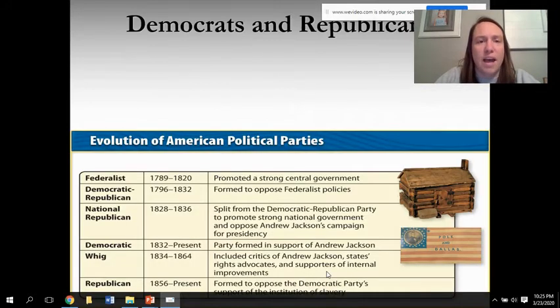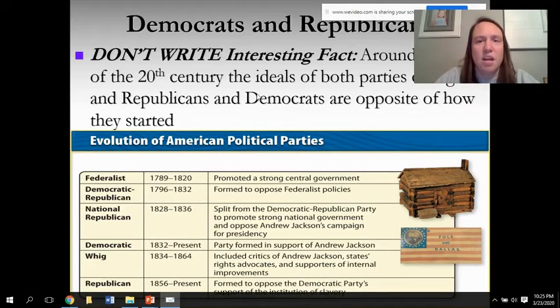Now, look at this real fast. You didn't have to write this down. Around the turn of the 20th century, around the 1900s, the parties flip-flopped. I don't really know why. I think I'd have to be a really smart political analyst or strategist, and I don't know. You can read about it. It's kind of interesting, but people don't even really know how or why this happened. But they did. They swapped.